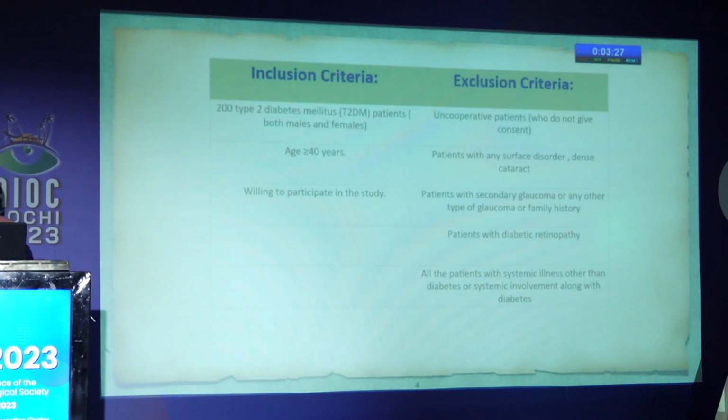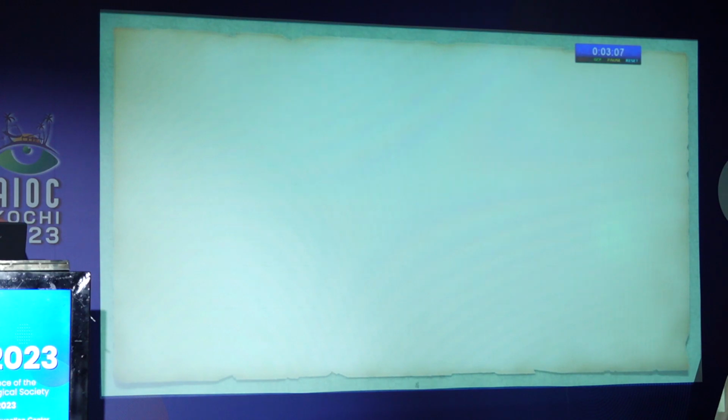200 patients we included, type 2 diabetics, both genders, willing to participate in the study. We excluded patients who did not give consent, who have any other surface disorders, dense cataract, secondary glaucoma or any other type of glaucoma or family history, patients with diabetic retinopathy, and all patients with systemic illness other than diabetes or diabetes involving other systems.